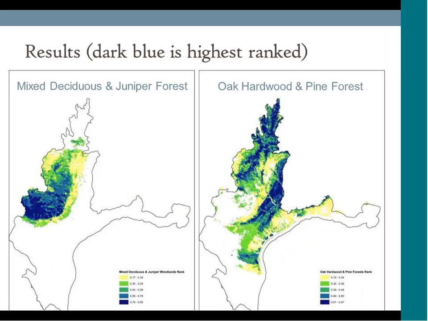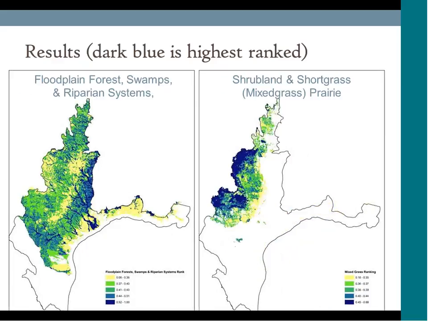Mixed deciduous and juniper forests, primarily hill country, and oak, hardwood, and pine forest. Floodplain forests, swamps, and riparian systems. You can really see some of those larger river areas in this image. And also shrubland and shortgrass, otherwise known as mixed grass prairie.